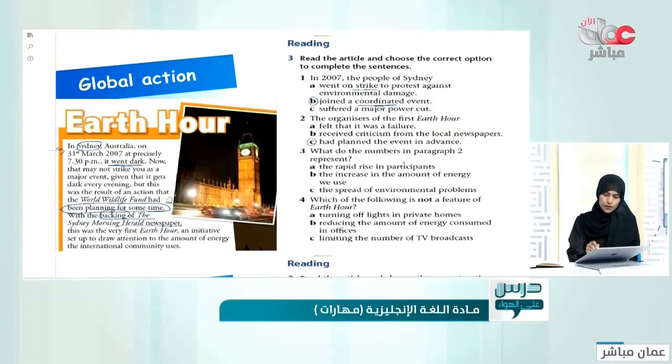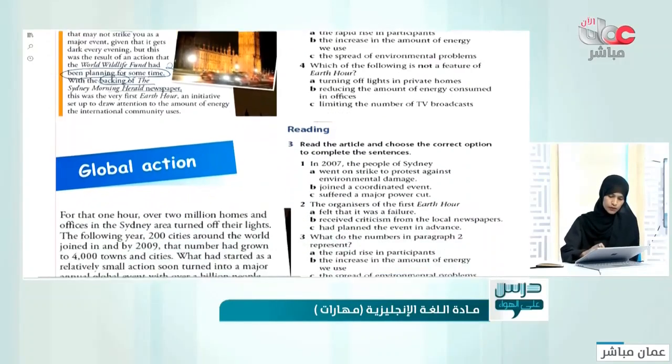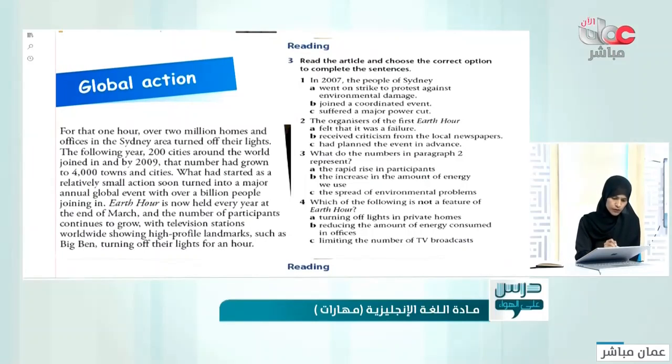What do the numbers in paragraph 2 represent? So this is for paragraph 2. We have lots of numbers, 200 cities, and then you have 4,000 towns and cities. So this is referring to how many people, and also 2 million homes, how many participants are there, how the number of participants is increasing when it comes to Earth Hour.